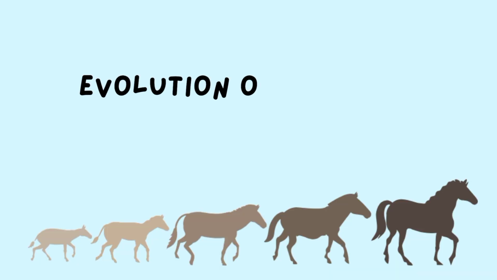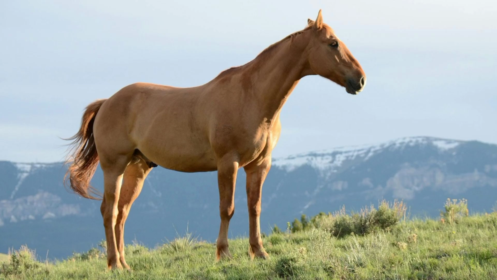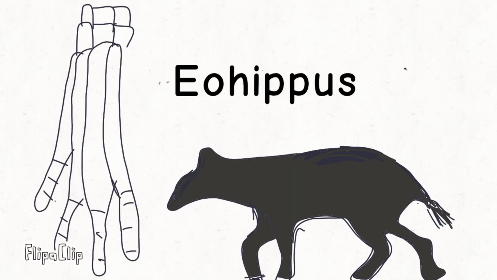Let us try to understand this better by looking at the evolution of a horse. This magnificent horse that we recognize today was quite different many millions of years ago. In fact, it was a dog-sized creature called Eohippus. It had an arched back and 4 functional toes on each front foot and 3 on each hind foot. It had padded feet and a small skull.